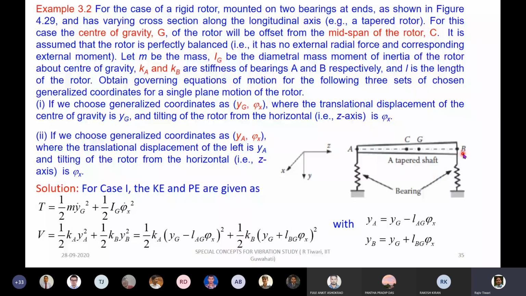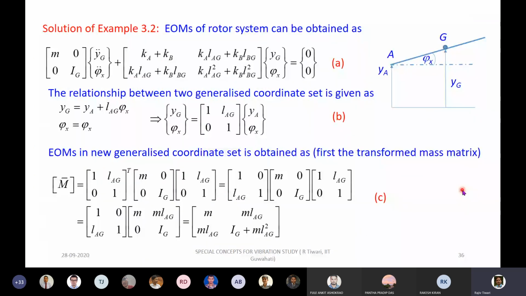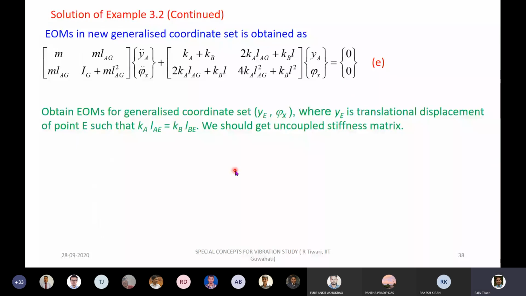I'm giving one particular assignment in which you need to transform the equation of motion into a new generalized coordinate, YE and phi x. What is the YE position? E is the position on the shaft. The position is given by this relationship.